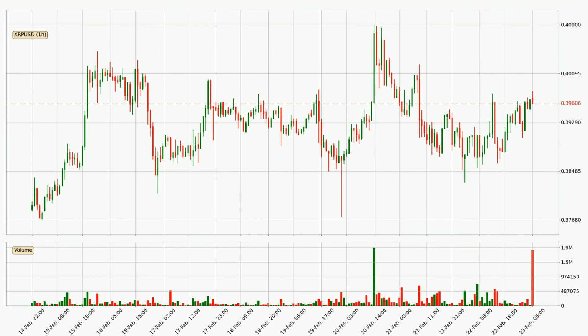If we look at the hourly time frame for Ripple, the price went up only slightly, with around 1.4% in the last 24 hours, with a current price of 39.6 cents.